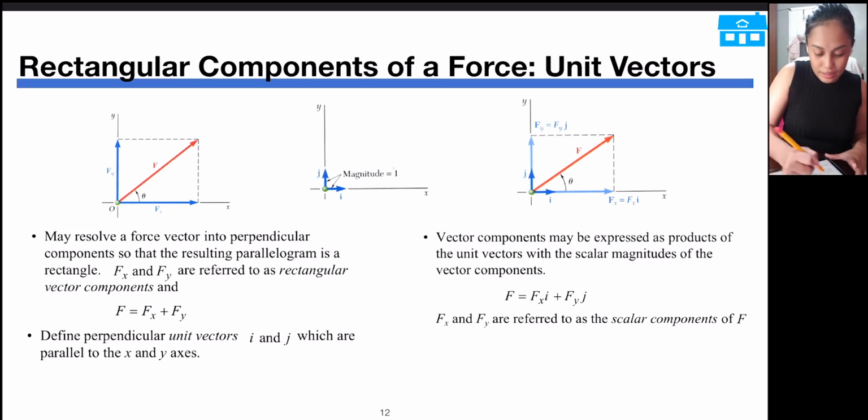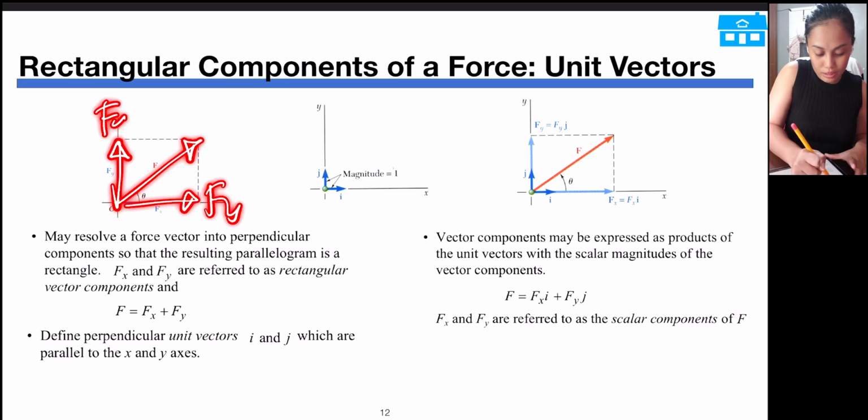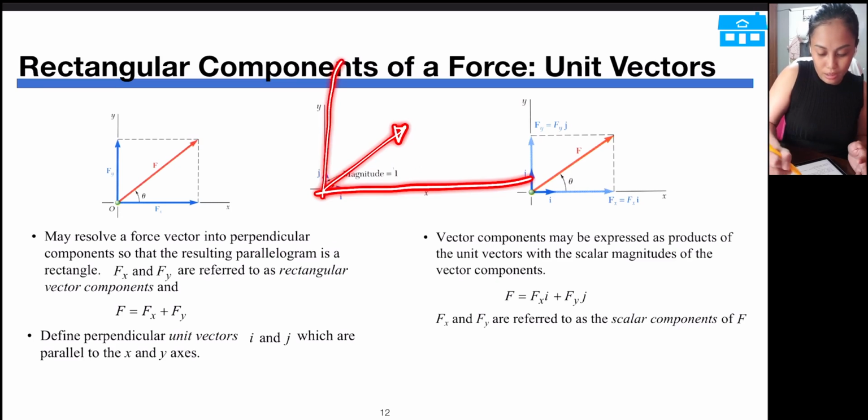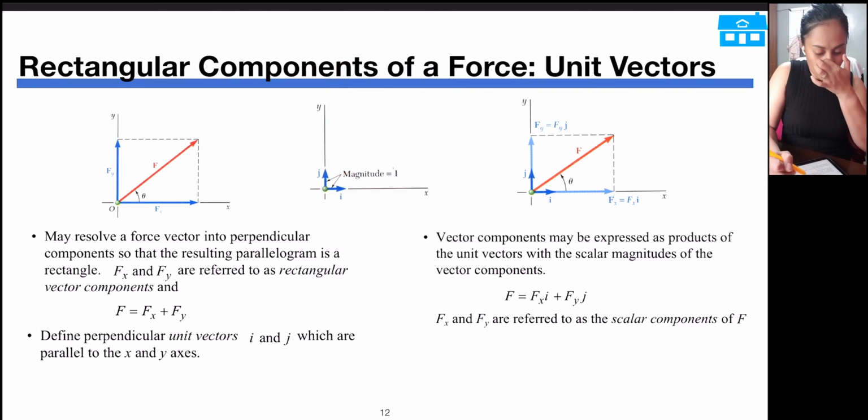So this force has rectangular components Fx and Fy, and then we have unit vectors. Unit means its magnitude is equal to 1. So this force lies along its components along x and along y, and we have the unit vectors i and j. Unit vectors, so their value is equal to 1.